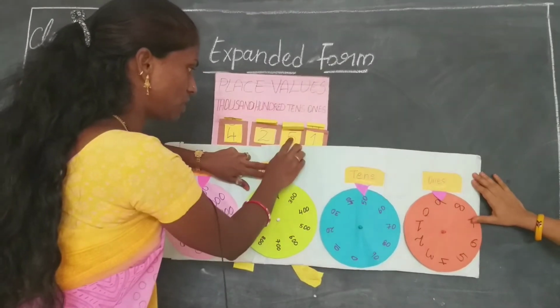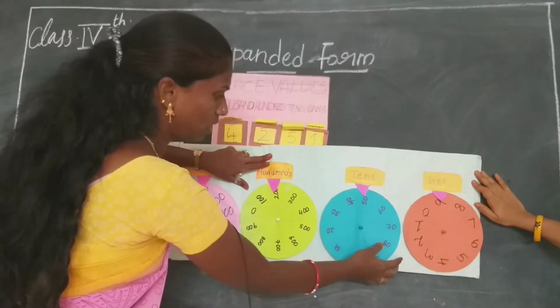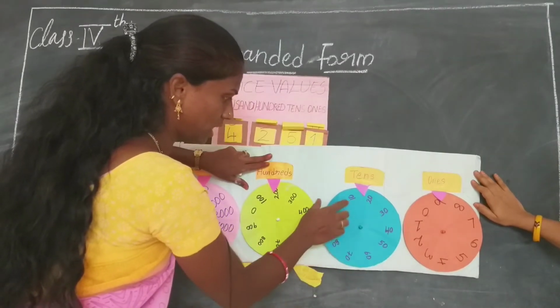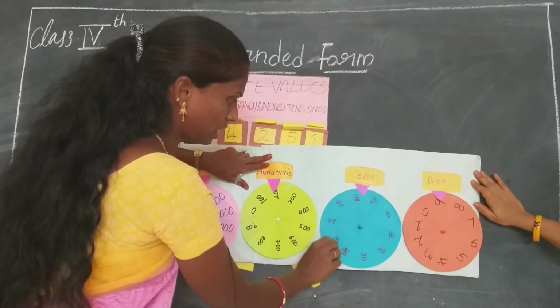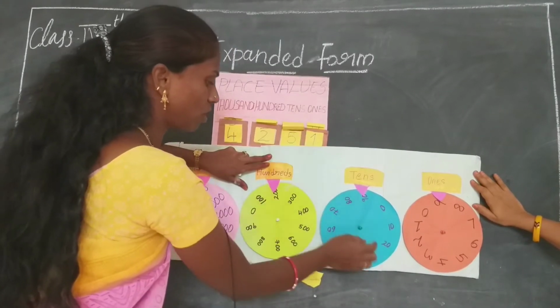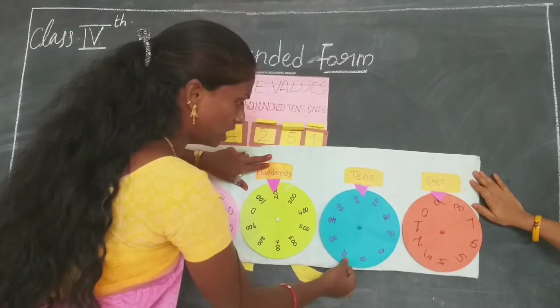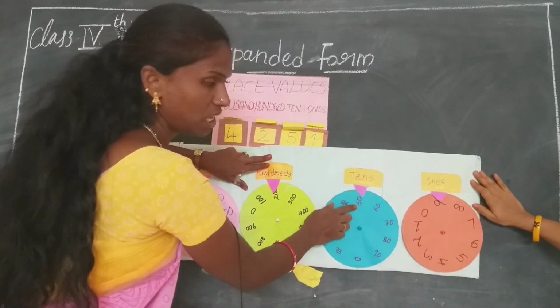Now see the next place value, 5. 5 is in which place? Tens place. All the tens values you can see here clearly: 10, 20, 30, 40, 50, 60. No need for all these numbers. We have taken the 5 in tens place, so we have to search for 5. Here it is. The value of 5 in tens place is 50.